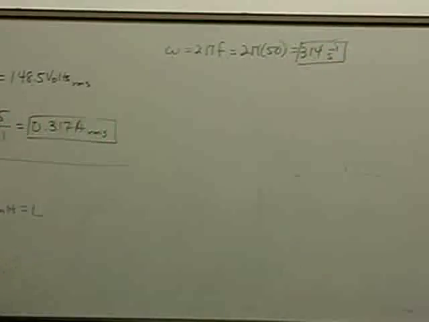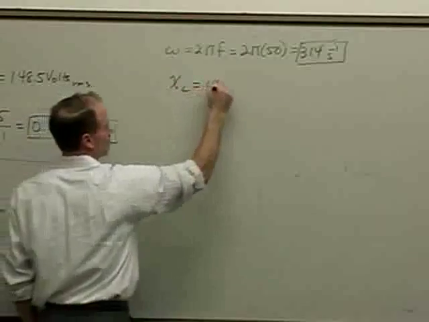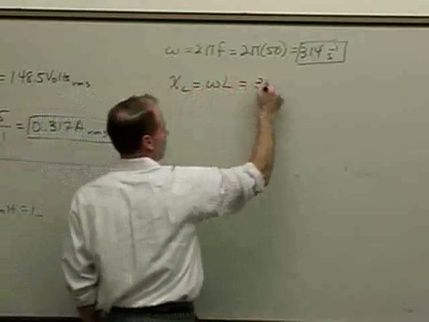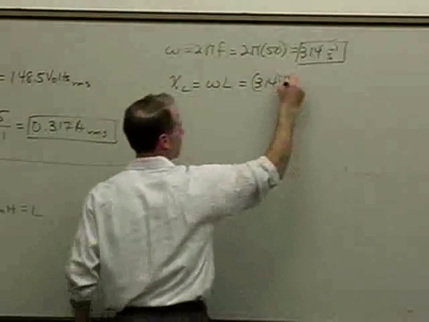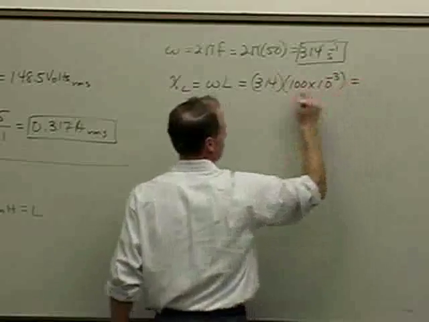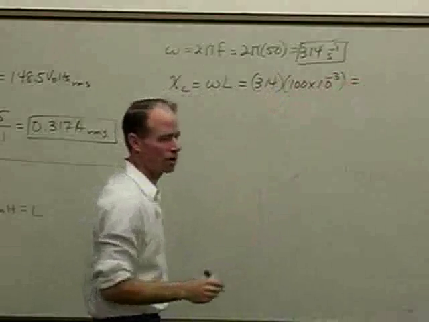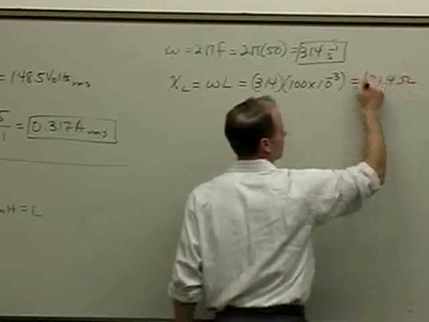We want to find the inductive reactance and the capacitive reactance. The inductive reactance is omega times L. So that's 314 times 100 millihenries, 100 times 10 to the minus 3. That's going to be 314 times 0.1, which would be 31.4 ohms.